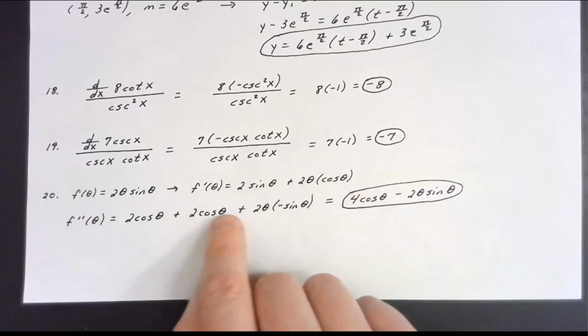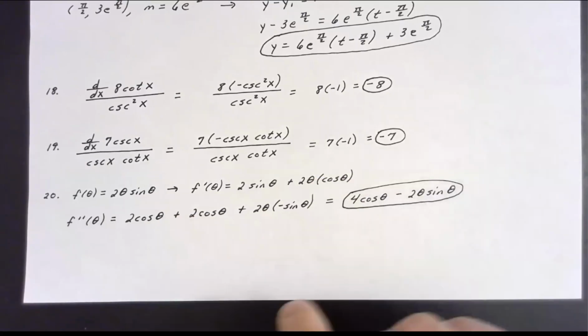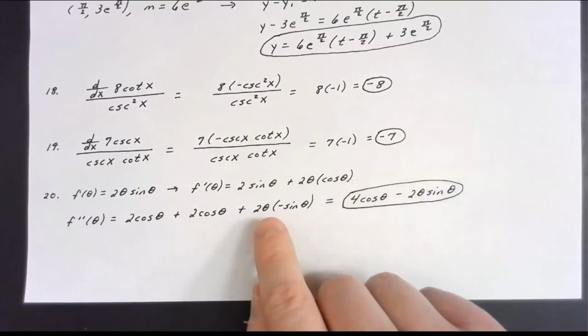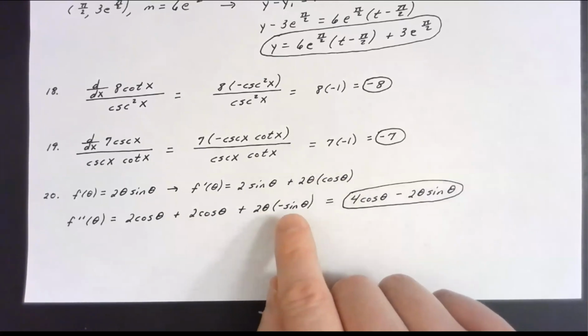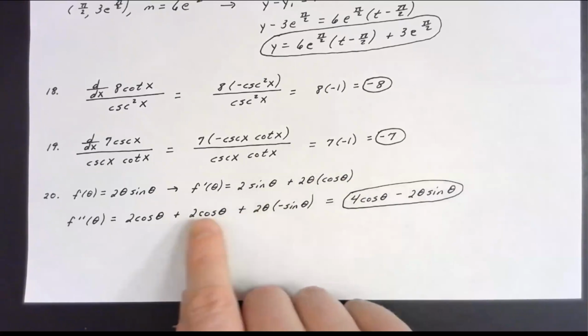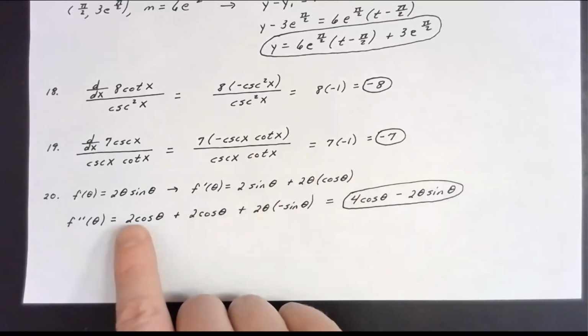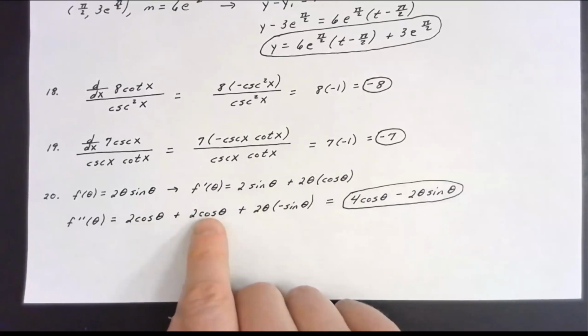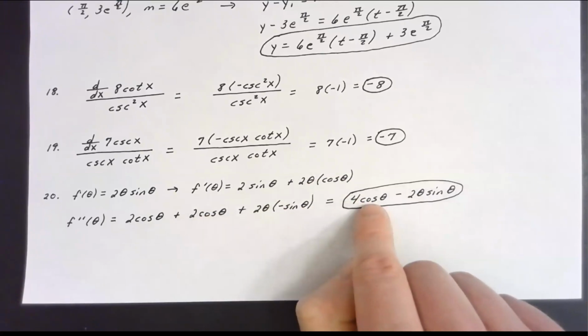So now, once I get this answer, I can say, well, my answer has 3 terms. What could I pull out amongst all those terms? And actually, before I even worry about that, it doesn't really have 3 terms because I see the first 2 terms are like terms. 2 cosine theta plus 2 cosine theta is going to give me 4 cosine theta.